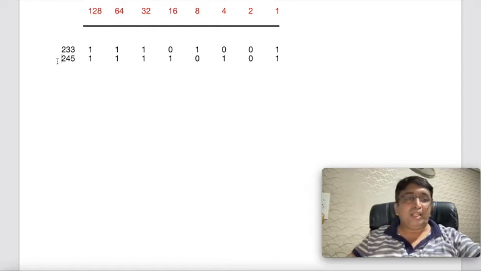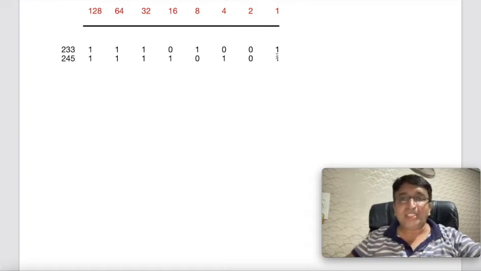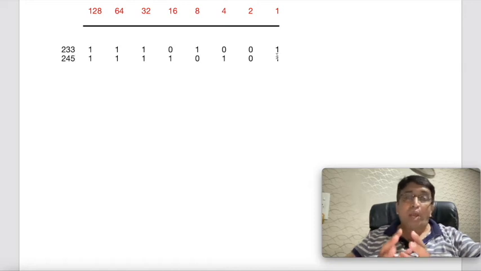Similarly, let's say 245. 245 is 128 plus 64, that's 192, plus 32, that's 224, plus 16, that's 240, plus 4, that's 244, plus 1, that's 245. Now, within both examples, you can see that I'm able to calculate all these things very fast. How am I able to do that?